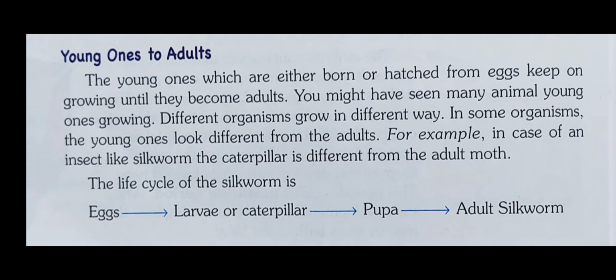Okay children, next, young ones of adults. The young ones which are either born or hatched from eggs keep on growing until they become adults. You might have seen many animals' young ones growing. Different organisms grow in different ways. In some organisms, the young ones look different from the adults. You can see the example of an insect like the silkworm. The caterpillar is different from the adult moth. The life cycle of the silkworm is egg first, then larva or caterpillar, pupa, and adult silkworm.